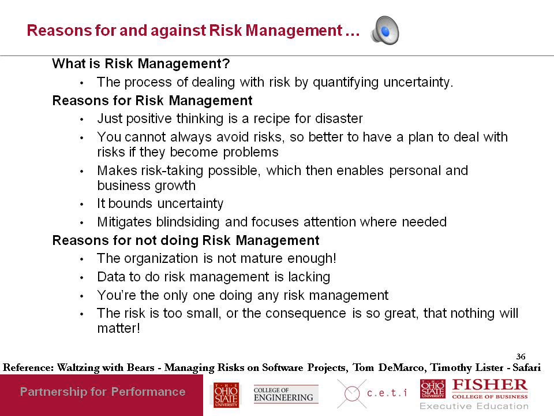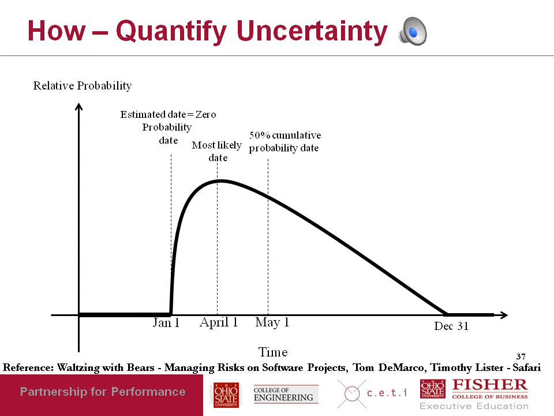If any of these things are true, then organizations and people will not do risk management. We said that risk management is the process of dealing with risk by quantifying uncertainty. So what do we mean by quantifying uncertainty? We'll give you two views of quantifying uncertainty in a software project.